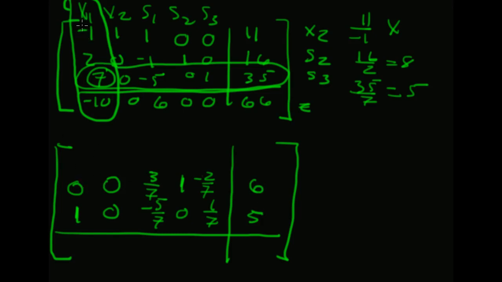Okay. So now we're just going to add these. So that's a 0, 1. Let's see, negative 5 sevenths. So that's going to be like 2 sevenths.